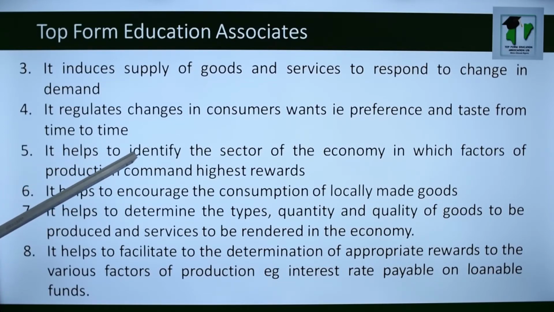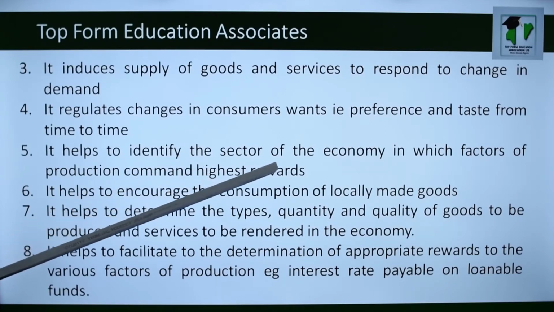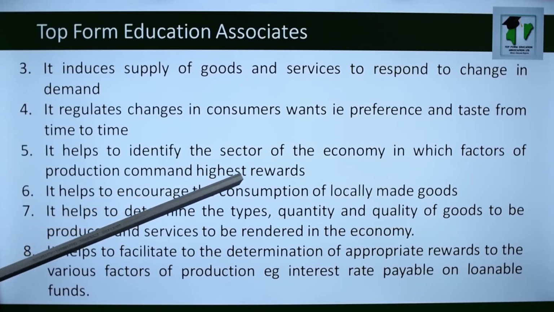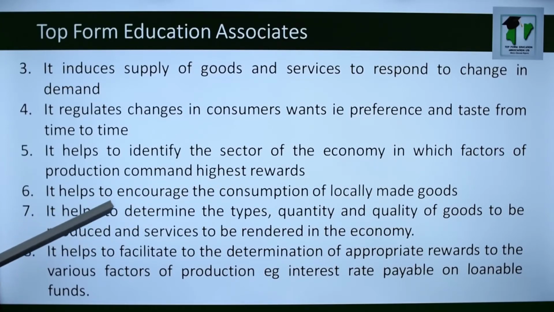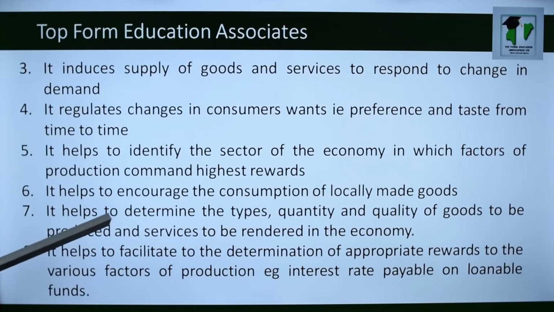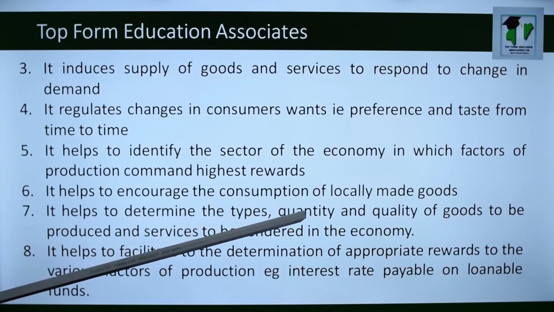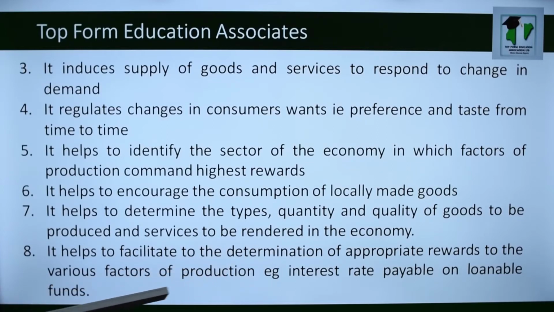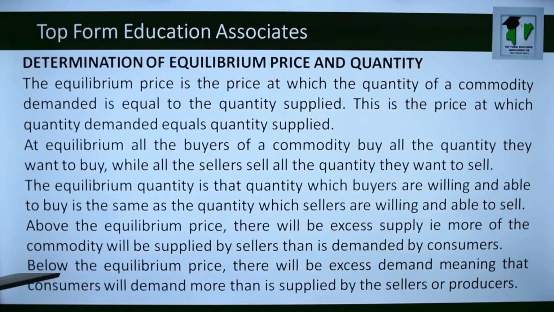5. It helps to identify the sector of the economy in which factors of production command highest rewards. 6. It helps to encourage the consumption of locally made goods. 7. It also helps to determine the types, quantity and quality of goods to be produced and services to be rendered in the economy. 8. The price system helps to facilitate the determination of appropriate rewards to various factors of production. Example, interest rate payable on loanable funds.